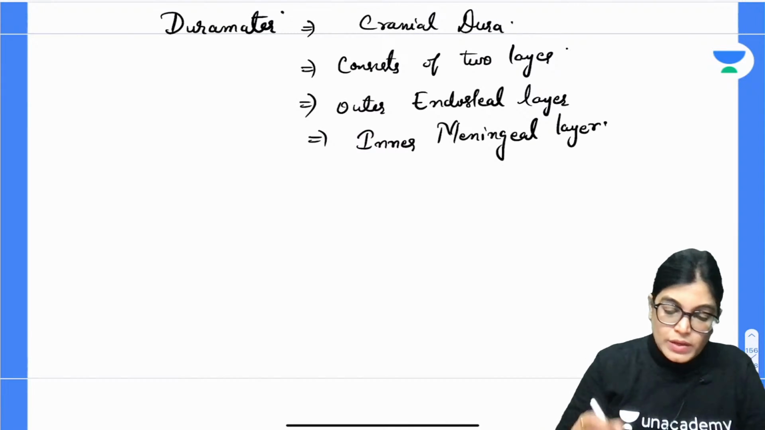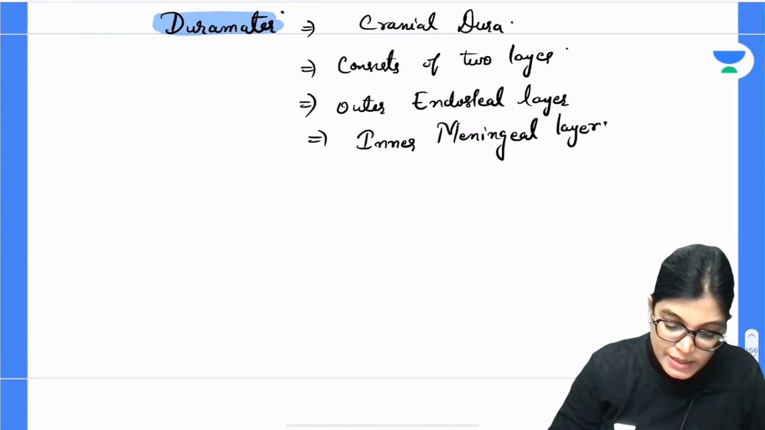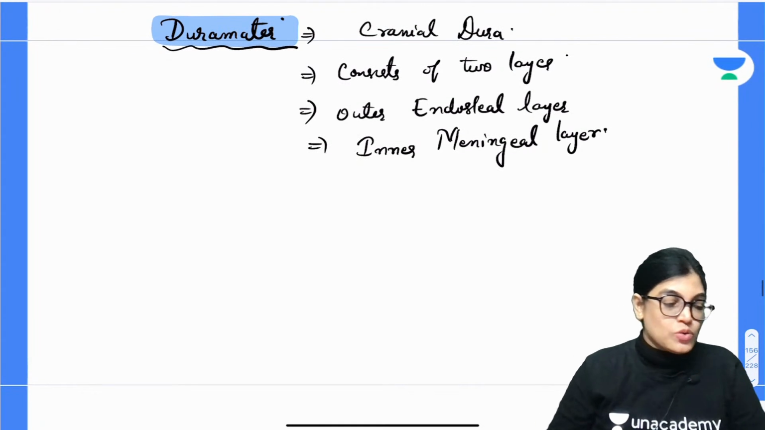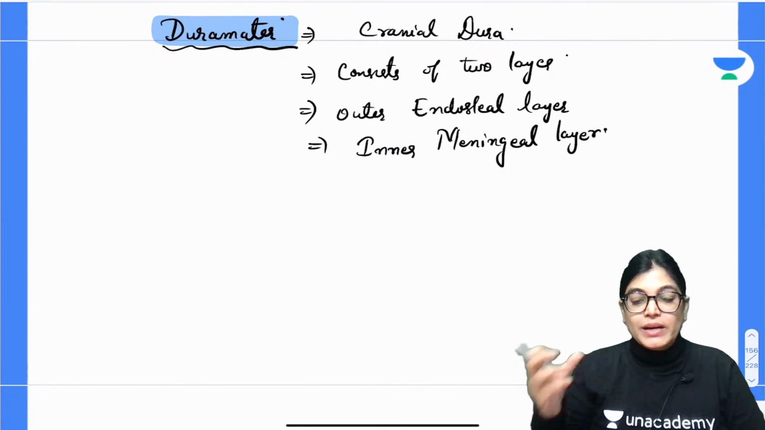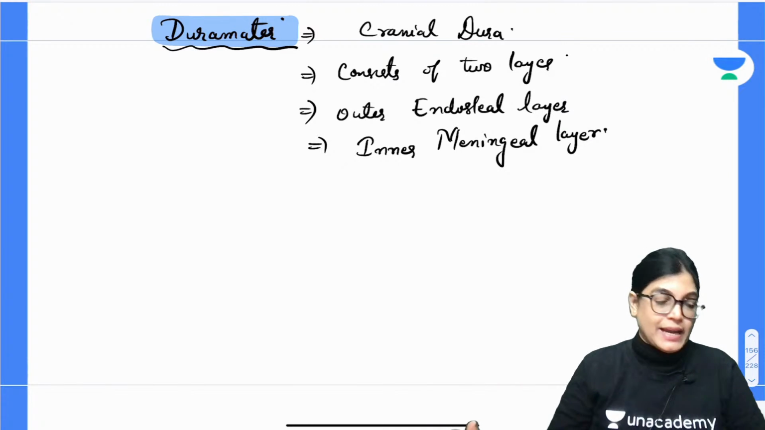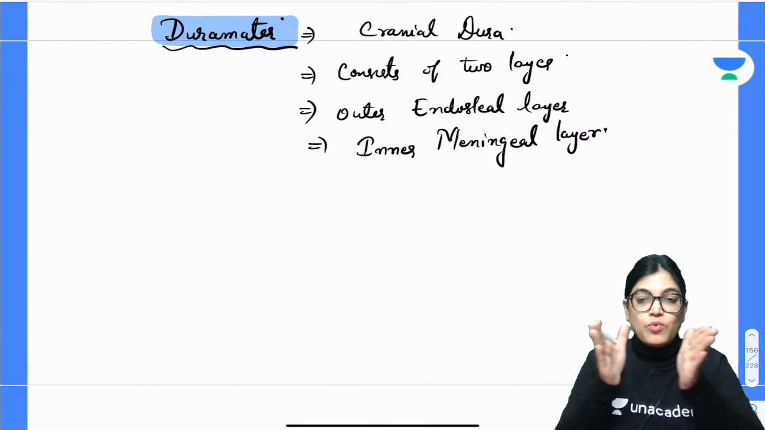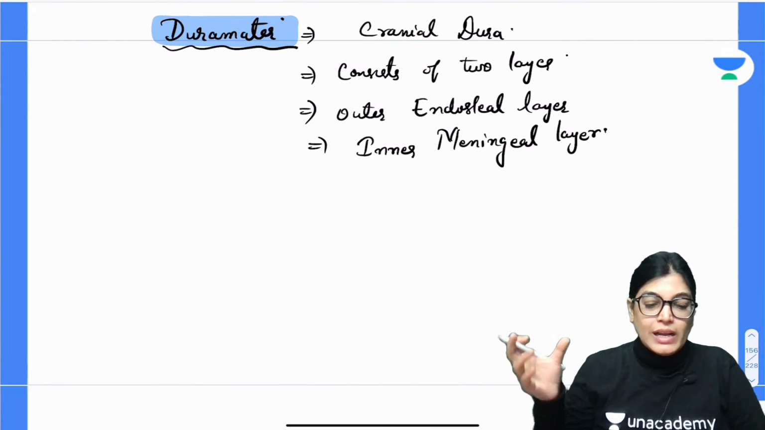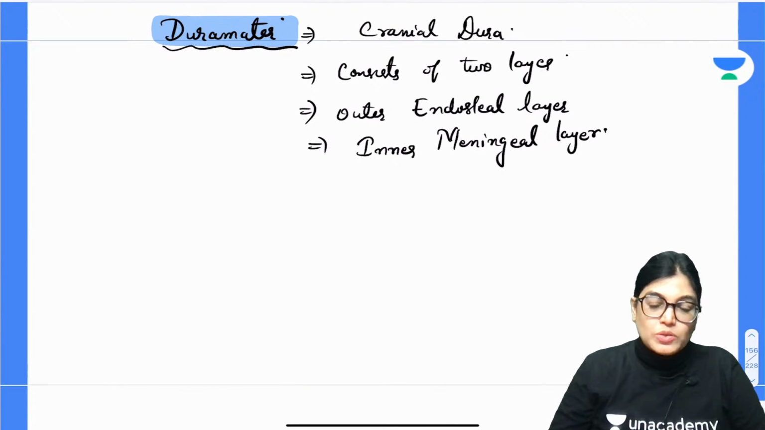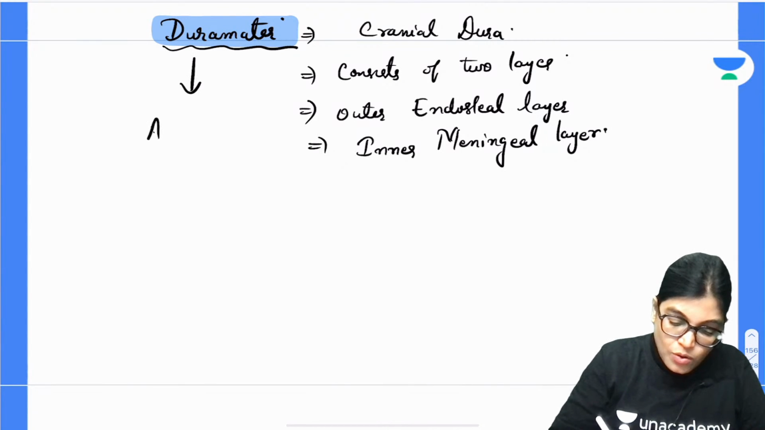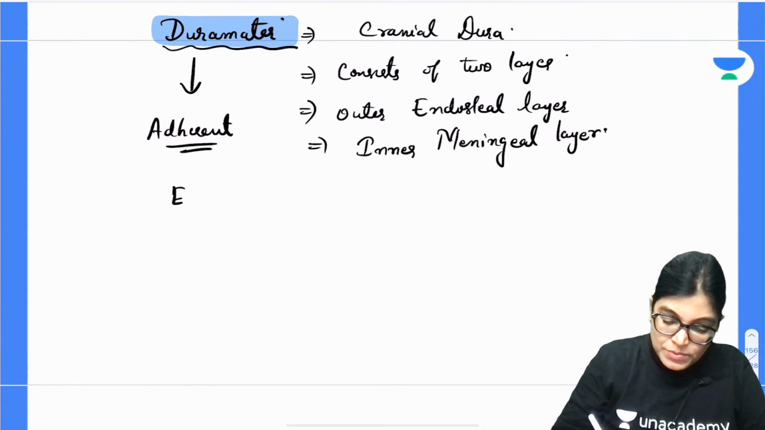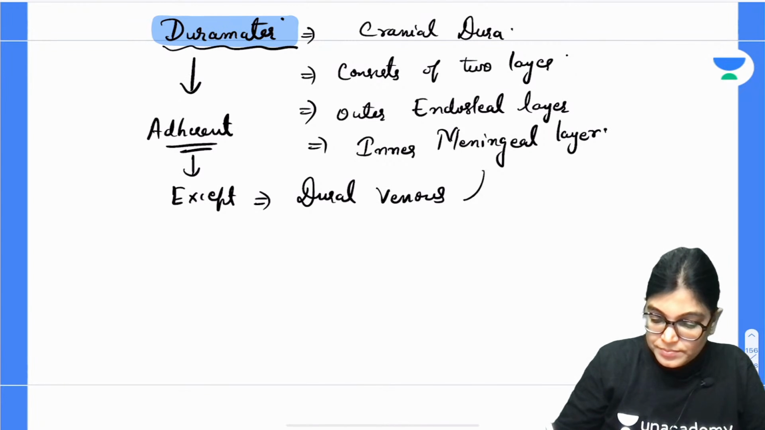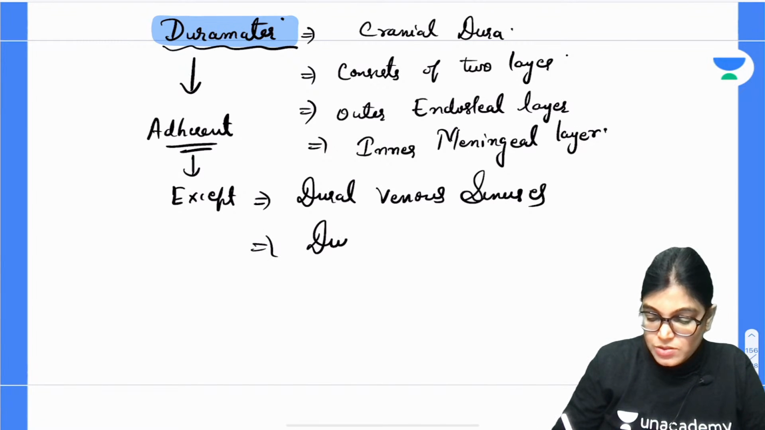Now, when I am talking about dura mater, these two layers are adherent to each other, except where they split to enclose dural venous sinuses. So the two layers of the dura mater will be found adherent to each other, but at certain regions they enclose a space, and that space contains dural venous sinuses or dural septa. So the two layers are adherent except, my dear aspirants, at the level of dural venous sinuses and dural septa.